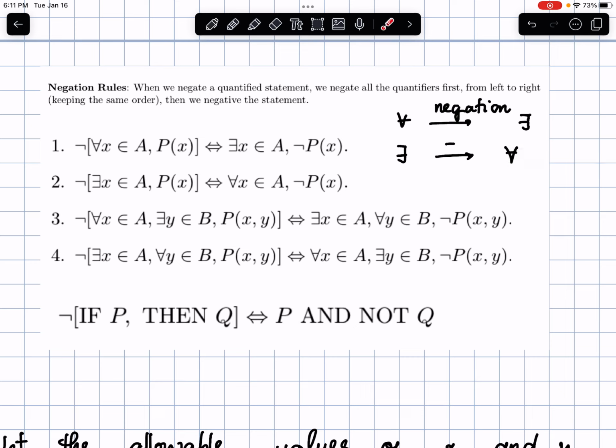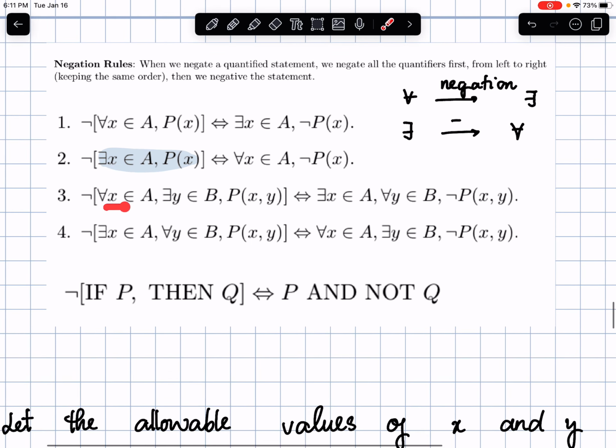And here the original statement is there exists x in A, P of x. The negation is for all x in A. So there exists becomes for all x in A, not P of x. That's all. And here we do it from left to right.